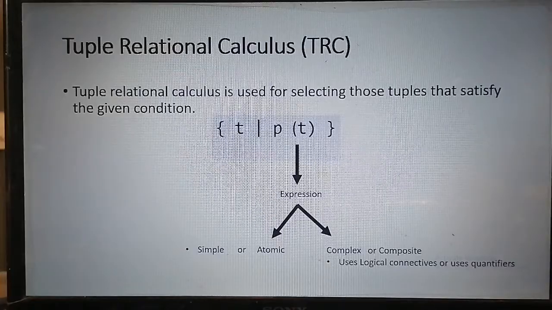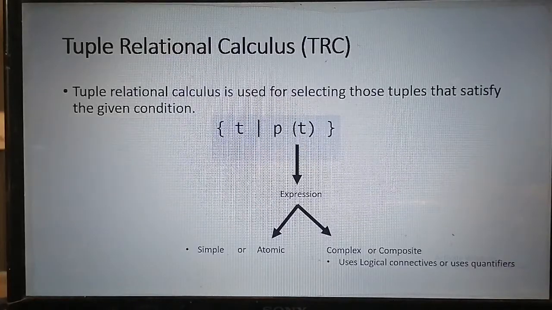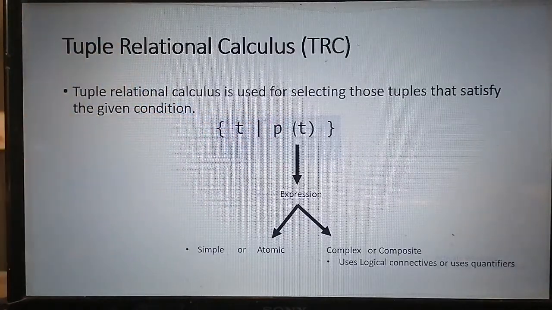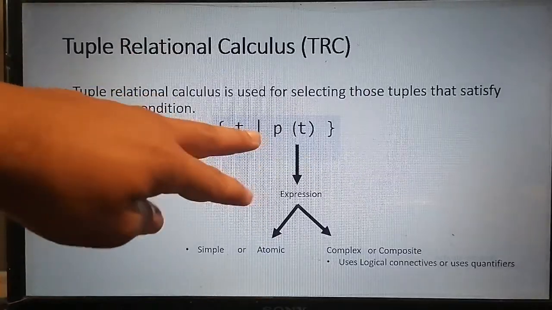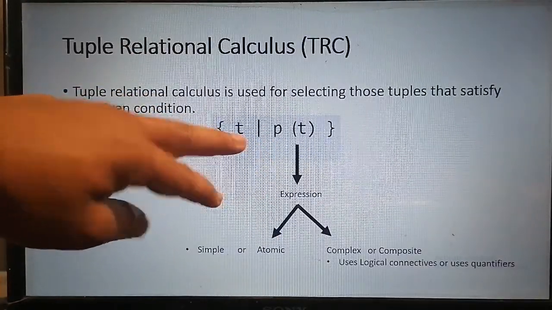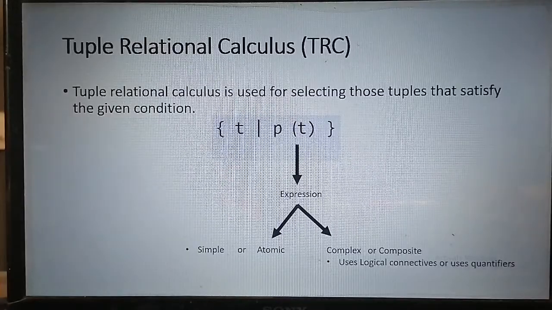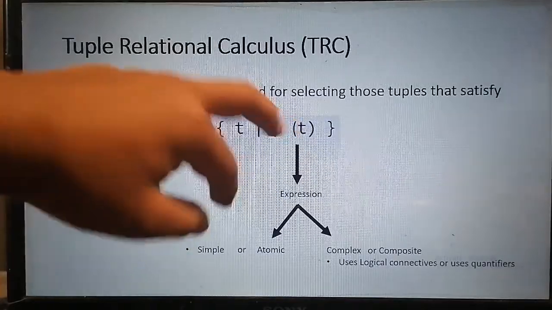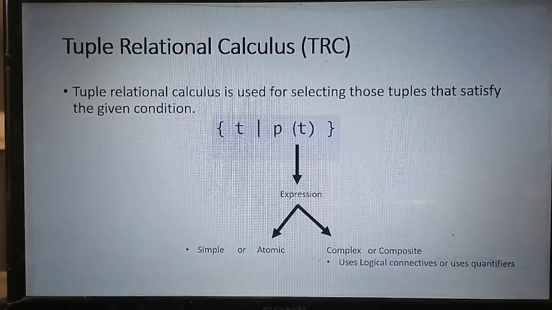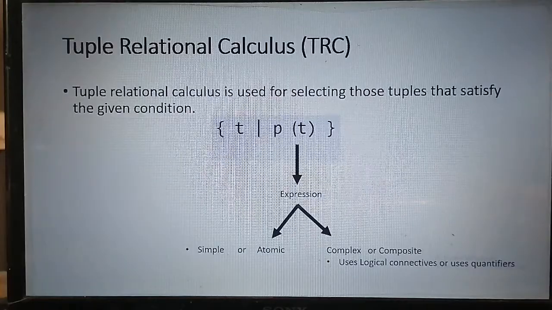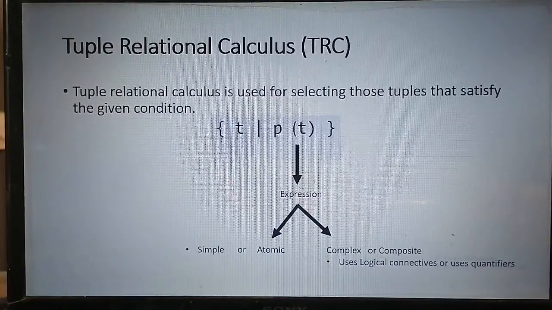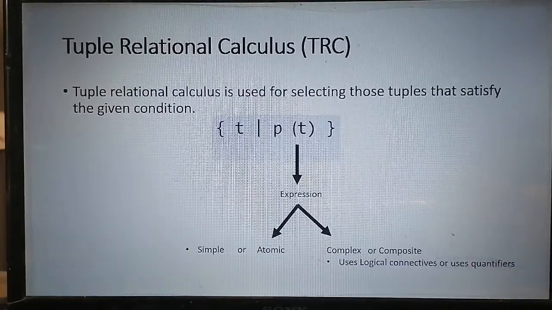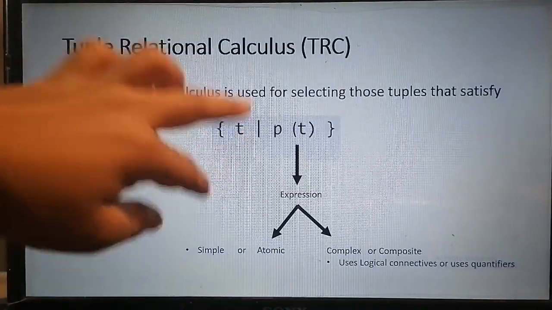In tuple relational calculus, the way of writing a query is that in the braces we write the query, and we partition the query into two parts. On the left side we mention the variable which displays the output, and on the right side we mention the expression that is actually the condition for the output tuple variable. Whenever the tuple satisfies the condition, it becomes the output tuple.